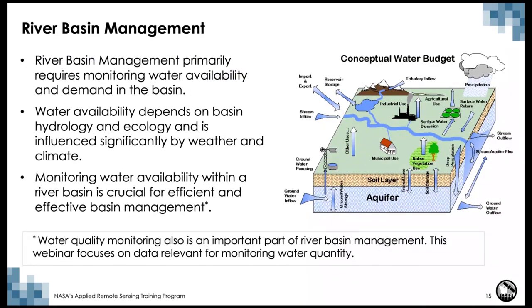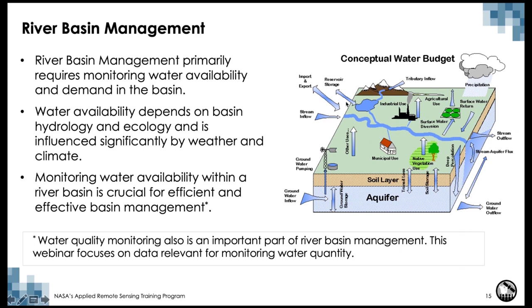So for river basin management, primarily what we require is availability of water in the basin and demand of water in the basin. So it's basically demand and supply that we have to know to manage water. And here is a schematic of what water components are there in the river basin.